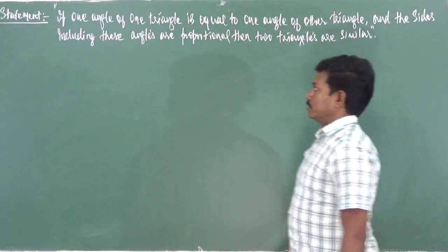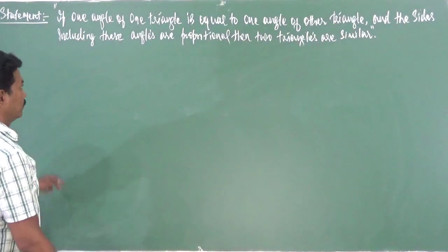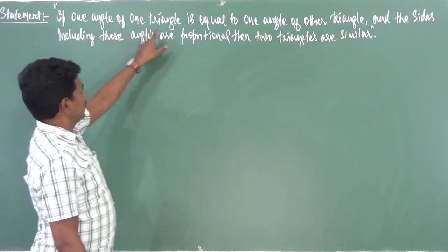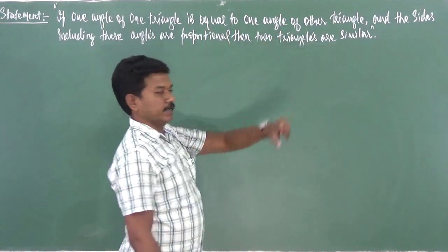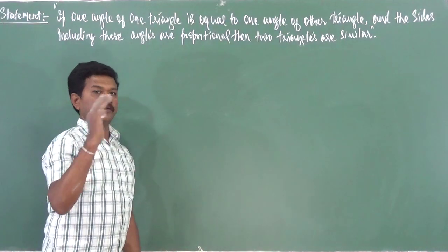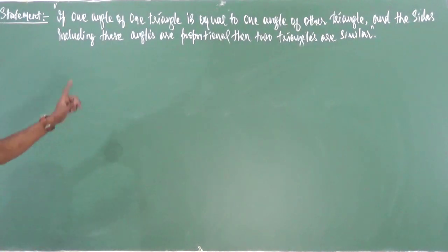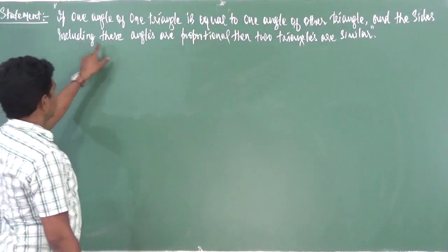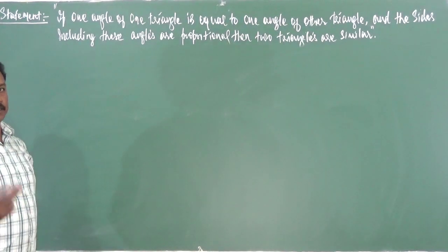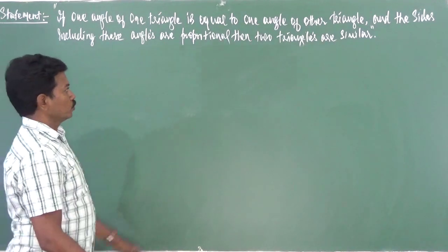Right. So on the board I have the statement of the SAS criterion for similarity of triangles. If one angle of one triangle is equal to one angle of the other triangle, so I have to take two triangles here. Out of those two triangles, one pair of corresponding angles are already equal. And the sides including these angles are proportional.